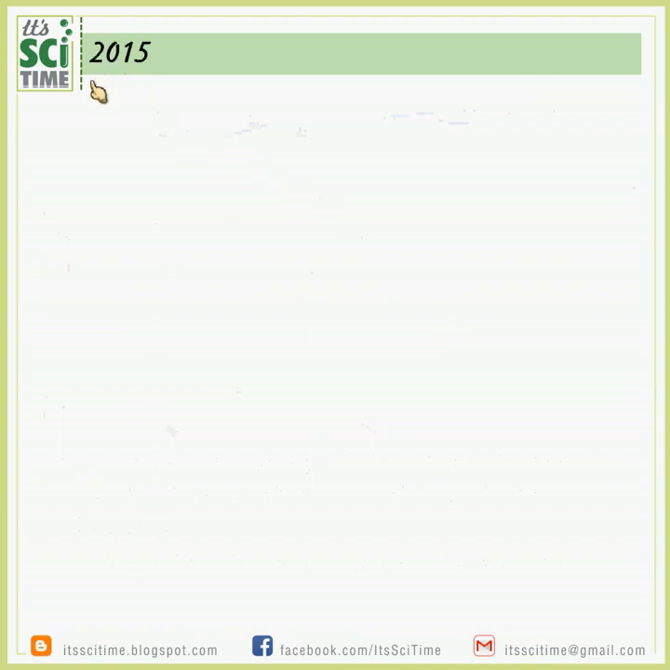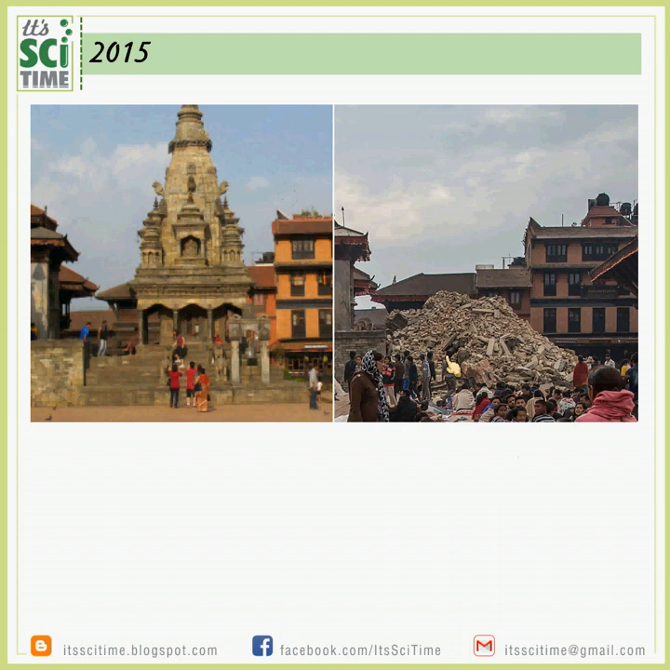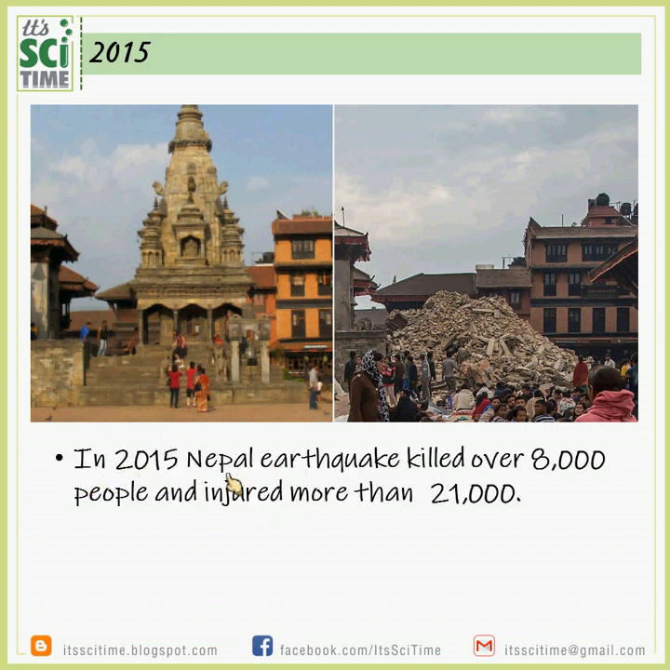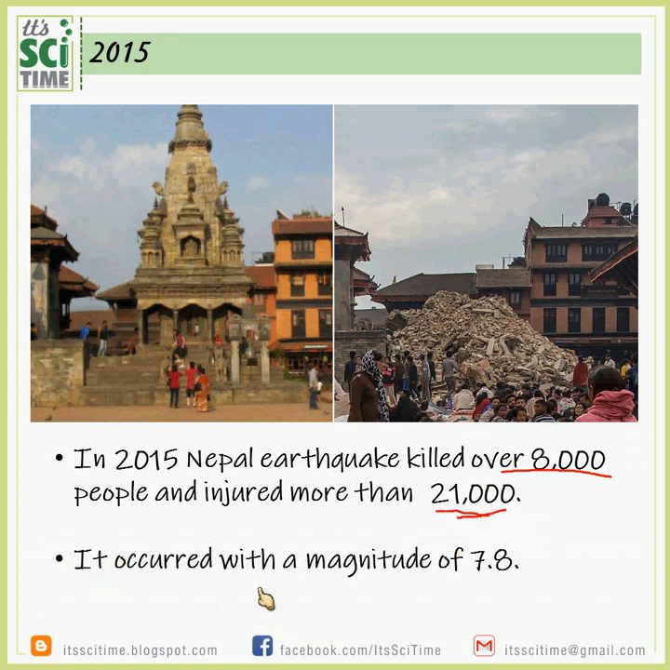And the most recent disastrous one is the 2015 earthquake. It occurred close to Nepal, and look at this. This is the picture before it, and this is after that. So huge a one, it damaged the capital city of Nepal, and it took a lot of lives. The 2015 earthquake killed over 8,000 people and injured more than 21,000. It occurred with a magnitude of 7.8.